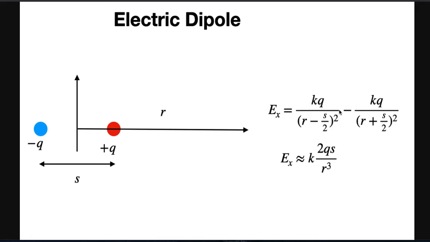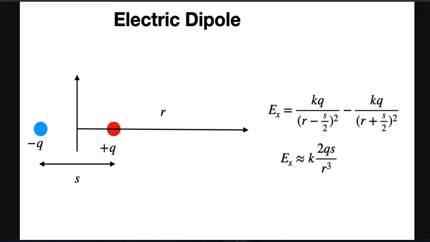In the approximation that r is much greater than s, where r is the distance from the center of the dipole and s is the distance between the two equal and opposite charges, I can get this approximate form of the electric field in the x direction: k 2qs over r cubed. Now, what I want to do is make a graph of both of these expressions for a dipole and see how close they are.